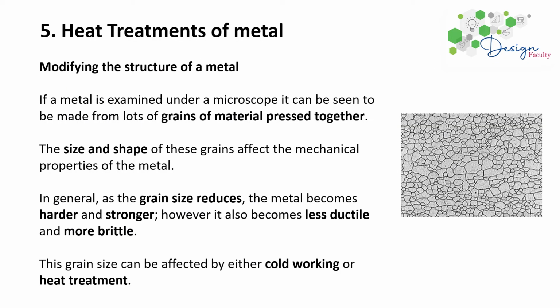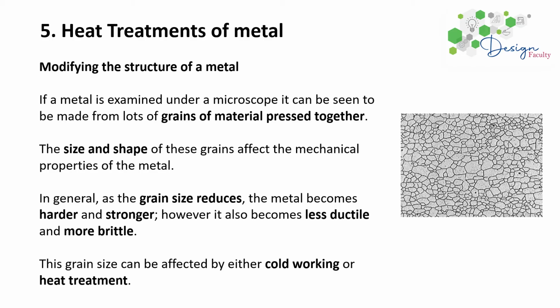So the next area that people struggled with is all to do with metals and treating metals, heat treatment of metals. So metals are made up of lots of grains of material pressed together. If you put them under a microscope, the picture on the right is pretty much what you'd see, depending on the metal. Okay. Now, the size and the shape of these grains affect the properties of the metal.